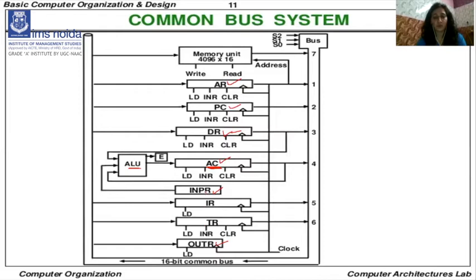INPR is called the input register. The input register will take the input through the keyboard, right? And the next is OUTR. OUTR is called the output register, which gives output to the user.